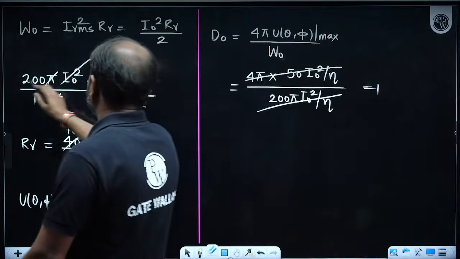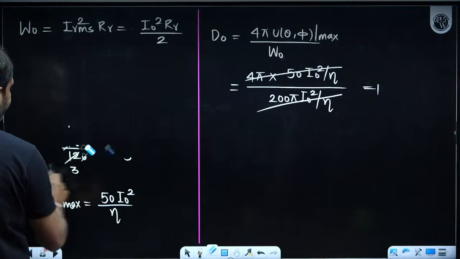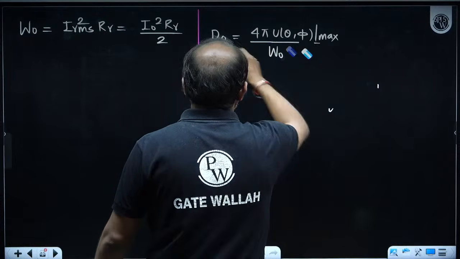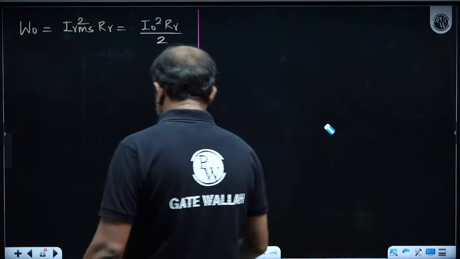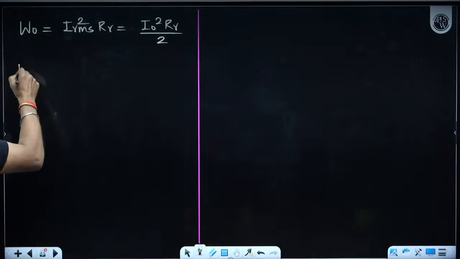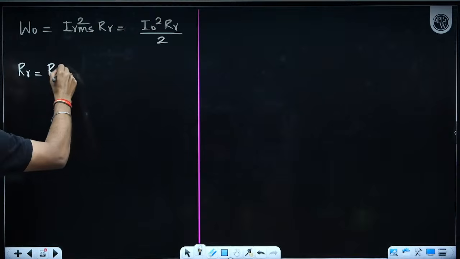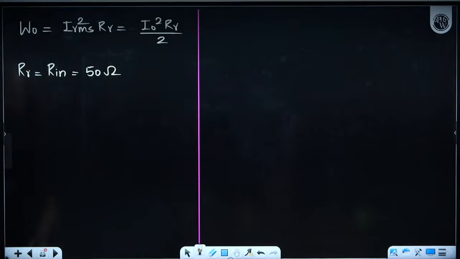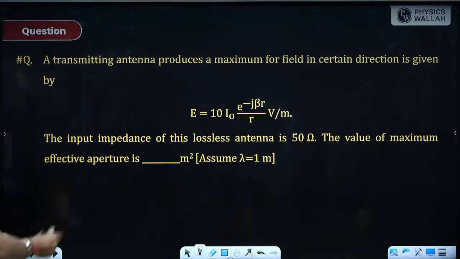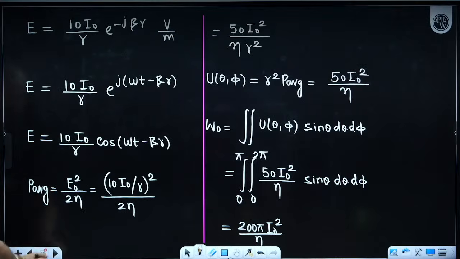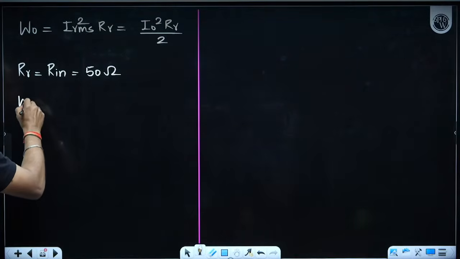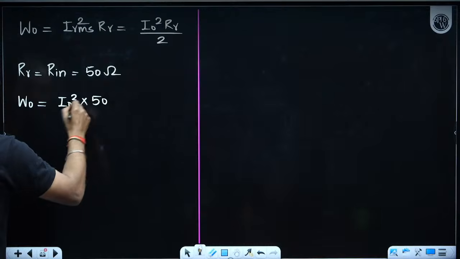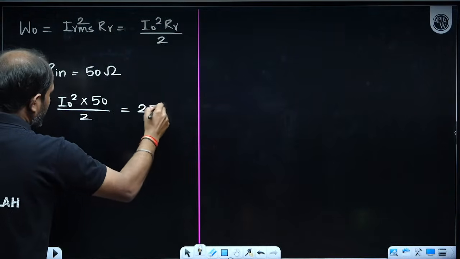Sorry for that, this one I have done wrong. So W naught is given, RR is given. The input impedance is how much? 50 ohm. So 50 ohm is given, so we can calculate W naught. W naught is I naught square into 50 divided by 2. So 25 I naught square.